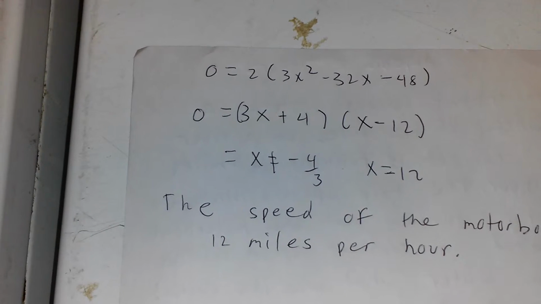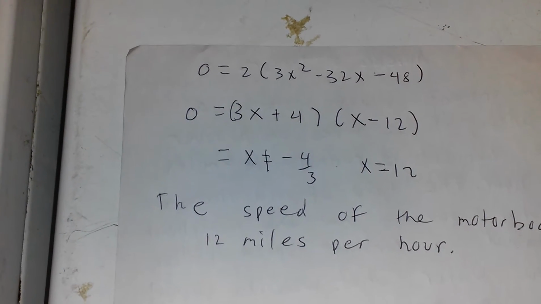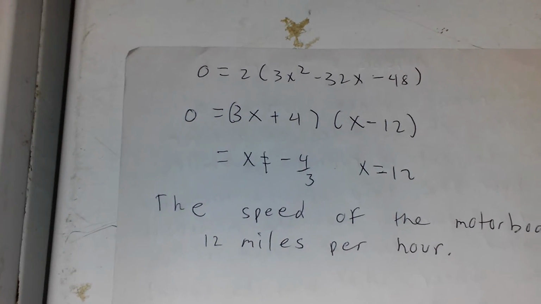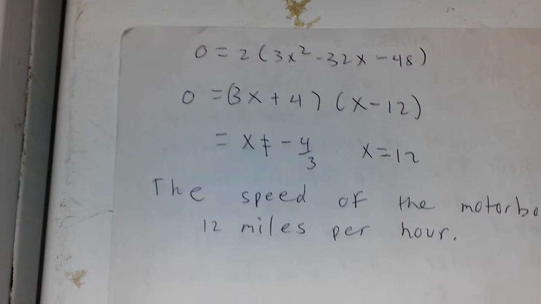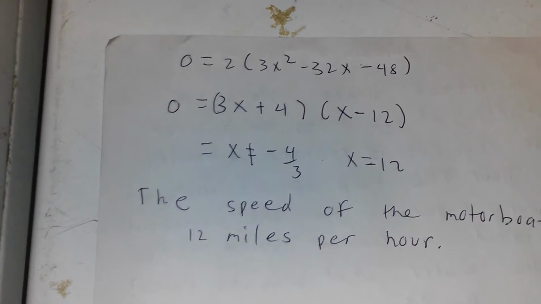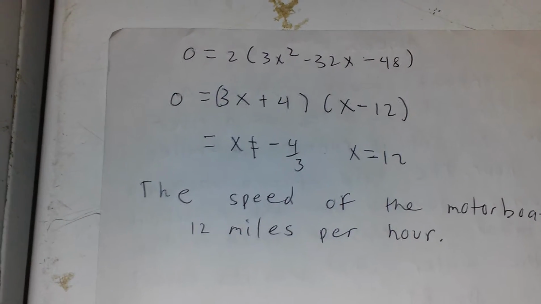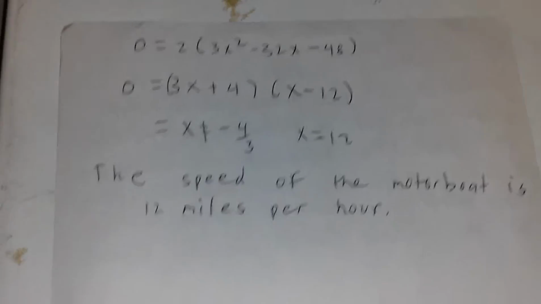So you get (3x plus 4), and when you factor, (x minus 12). So x is equal to negative 4/3 and x equals 12. As you notice, x equals negative 4/3 cannot be, because we're talking about miles per hour and we can't have negative values. So the speed of the motorboat is 12 miles per hour.